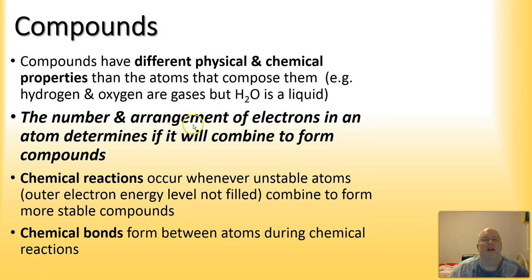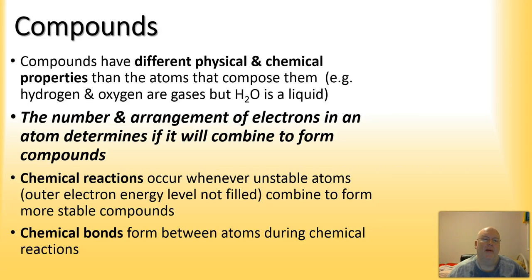The number and arrangement of electrons in an atom determines if it will combine to form compounds. So what this big bold bullet says is that the electrons are the key players in determining what atoms will come together to form compounds. So how do compounds form? They form in something called a chemical reaction. If you ever mix baking soda and vinegar together, you have formed a compound. You took 2 things separately and new compounds are formed.